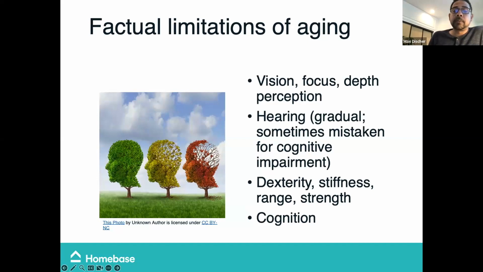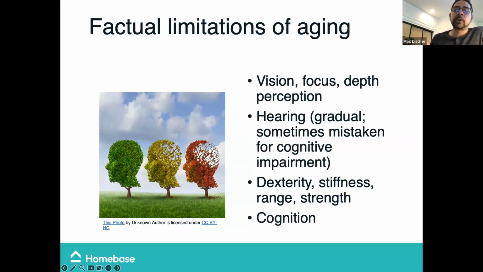Hearing. This can be a very gradual loss for some. It can be a more abrupt loss for others, but is almost guaranteed for all of us at some point. And one of the most important things to be mindful of with regards to hearing is that it is oftentimes mistaken for a cognitive impairment. We should be patient when communicating with older adults, not necessarily jump to the conclusion that this person has a cognitive impairment, but remind ourselves that instead they may just be having difficulty hearing us.